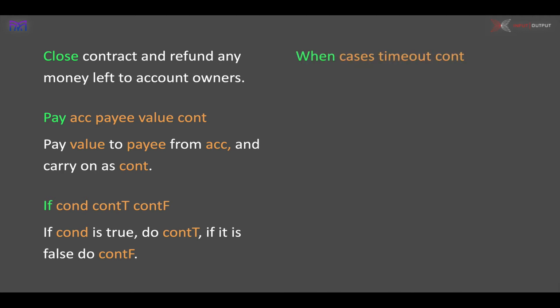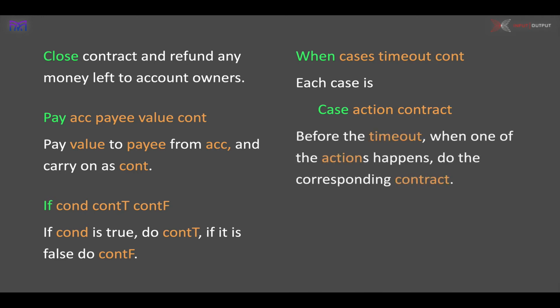And the when contract has these three components. It has a set of cases, it has a timeout value, and it has a contract that we perform if that timeout is reached. And each case consists of an action and the contract that is triggered if that action happens. So before the timeout, when one of the actions happens, the corresponding contract is performed. On the other hand, when the timeout happens, we do the contract cont.